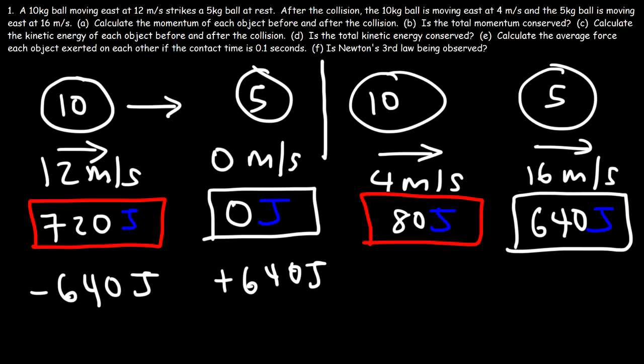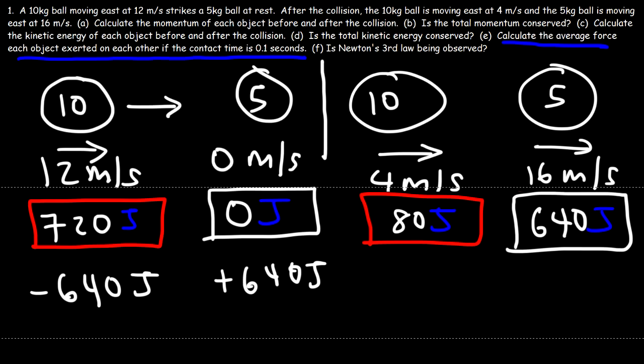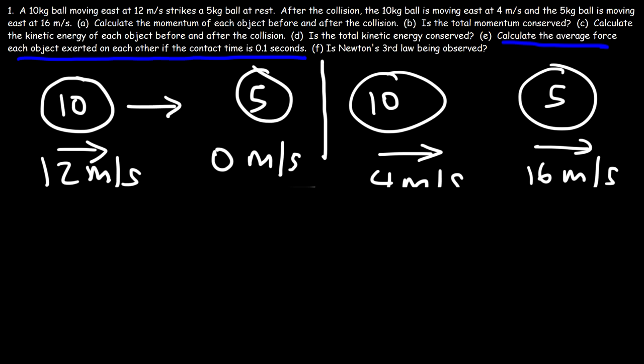Now let's move on to part E. Calculate the average force each object exerted on each other if the contact time is 0.1 seconds. So the formula that we're going to use is this. The force is going to be the mass times the change in velocity divided by the change in time.